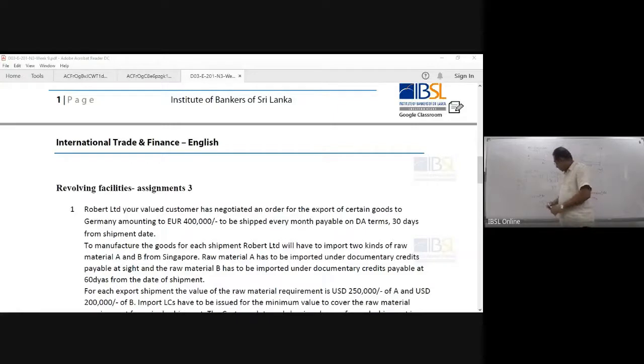LKR 100,000 into 4 at the rate of 160, equal to LKR 64 million. Right.